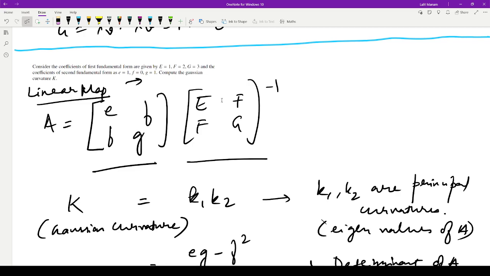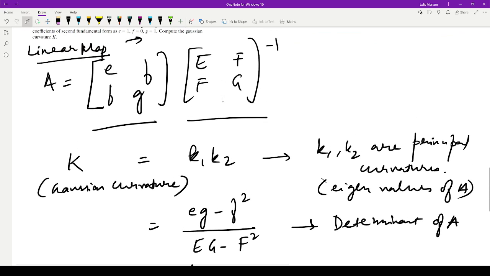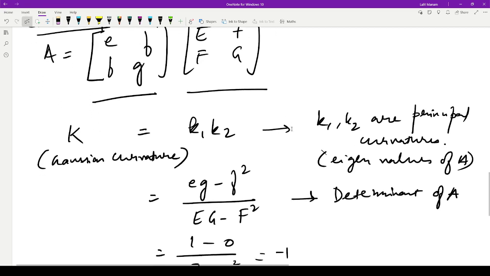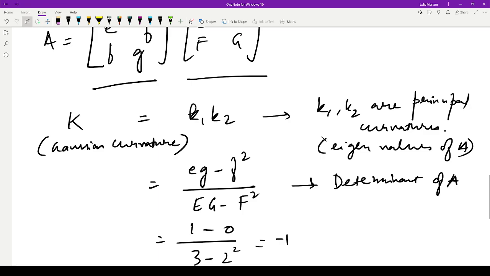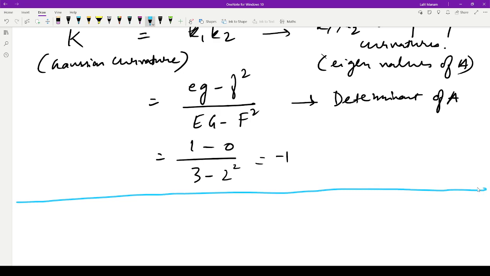So it's just applying the formula, nothing much about it. But we should try to understand that Gaussian curvature is the multiplication of the principal curvatures, which is nothing but the eigenvalues of the linear map, and multiplication of any eigenvalues is nothing but the determinant of A. That's coming from linear algebra. Now move on to the next question.